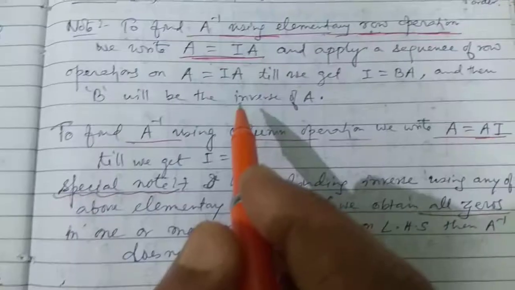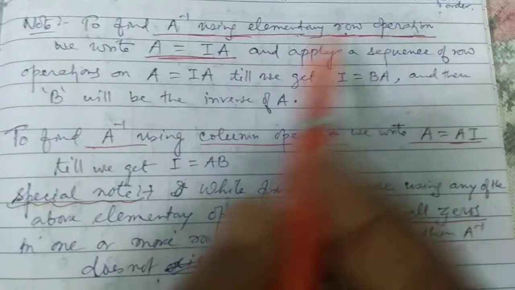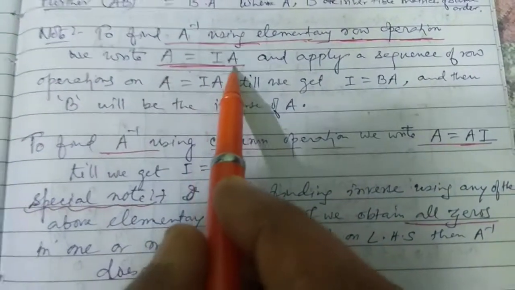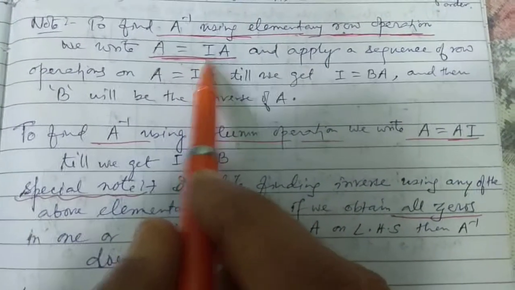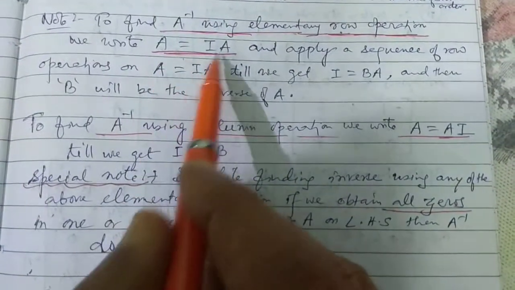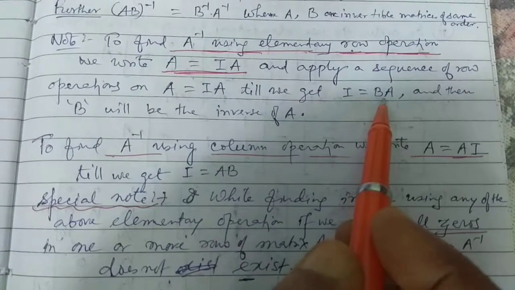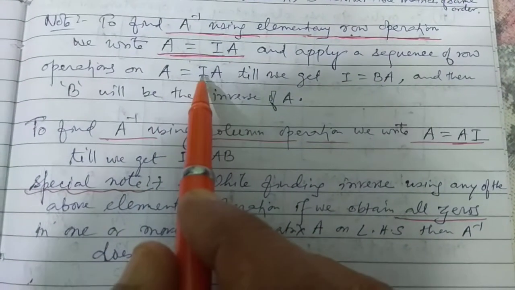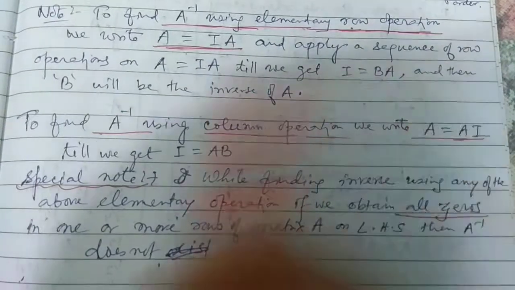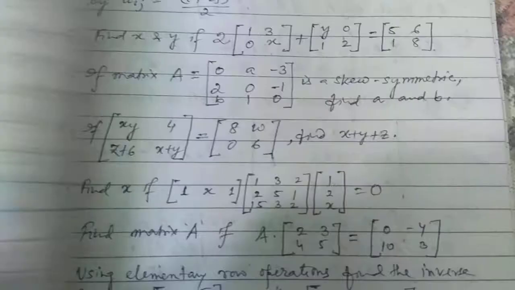Okay. Now to find A inverse using elementary row operations, we write A is equal to IA, where I is the unit matrix, and apply a sequence of row operations on this A is equal to IA till we get I is equal to BA. That means this A will become I and this I will become B. And then B will be the inverse of A. Now we'll take a particular example to see this.